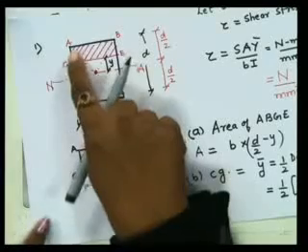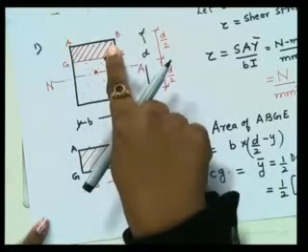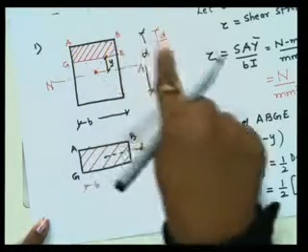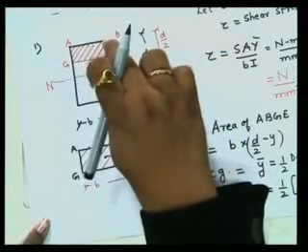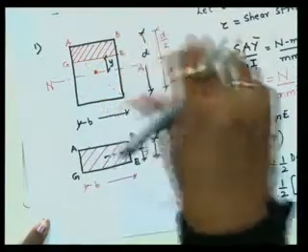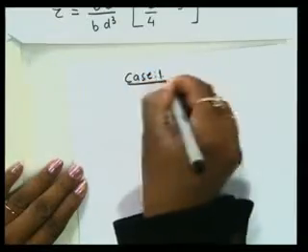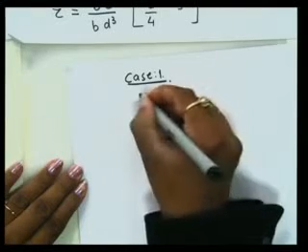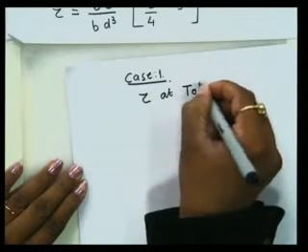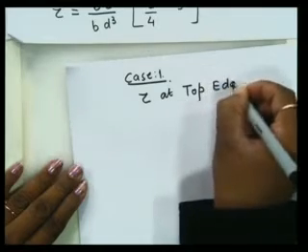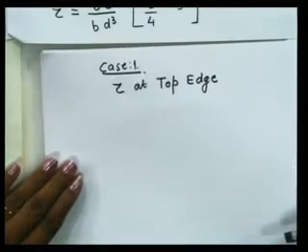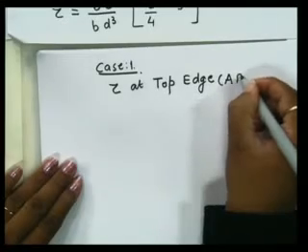Now if you see at the top edge AB, what is the value of y? So y is equal to d by 2. So we'll substitute the value of y equal to d by 2. Now case 1: value of tau at top edge, and the top edge is denoted by AB.